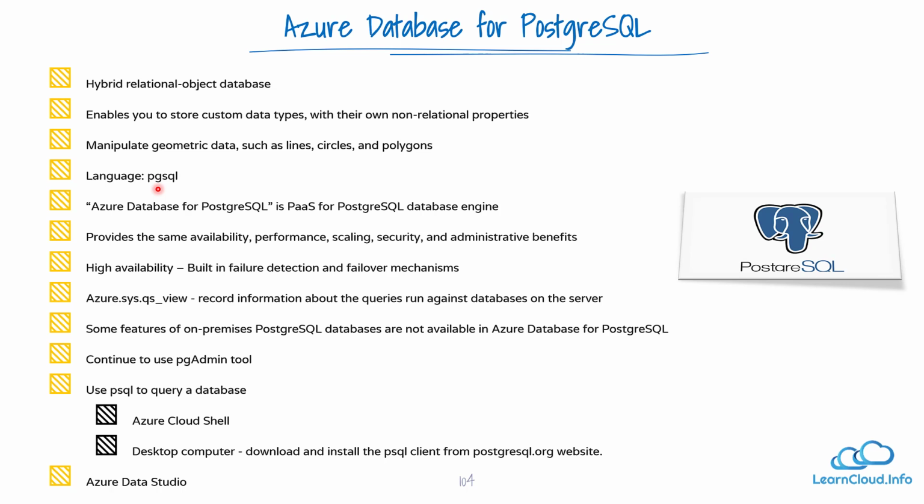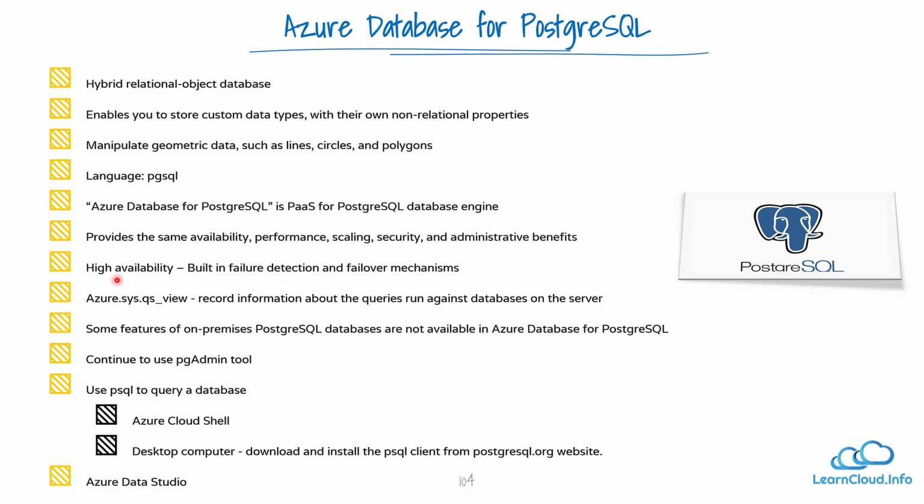Now, Azure also supports PostgreSQL, and if you prefer to use PostgreSQL in Azure, you can use Azure Database for PostgreSQL. This is a PaaS service, platform as a service, for the PostgreSQL database engine in Azure. So if it is a PaaS service, it provides all the features of platform as a service, like availability, performance, scaling, security, and administrative benefits. Basically, it's a managed service. It provides all the support and management for the service.